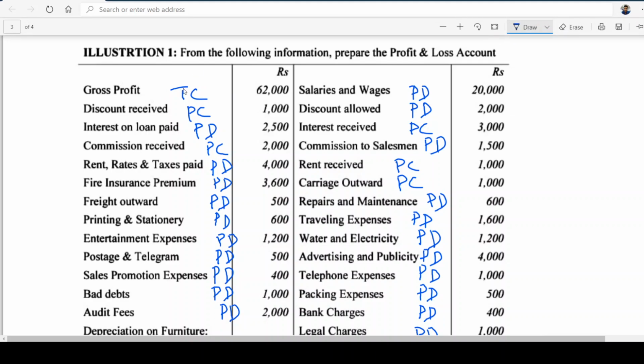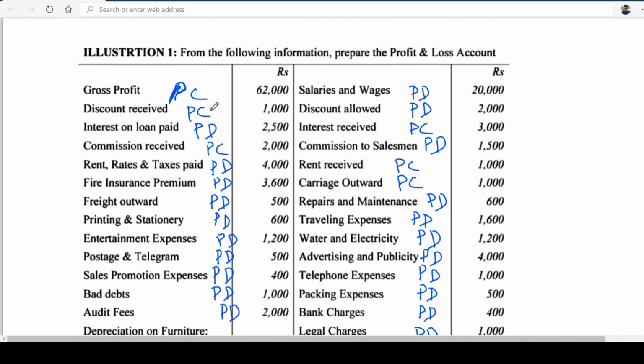So this is the P&L account. Profit and loss account, credit side, sorry. What is the entry for this, tell me? Trading account debit to P&L account. It will go to the profit and loss account, credit side.